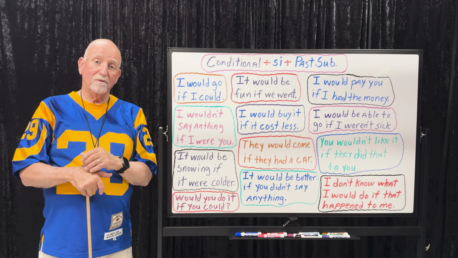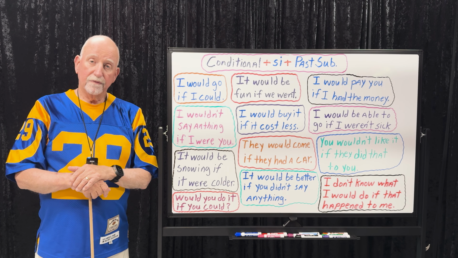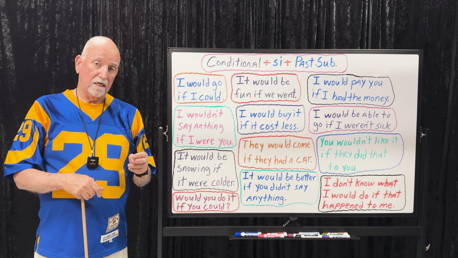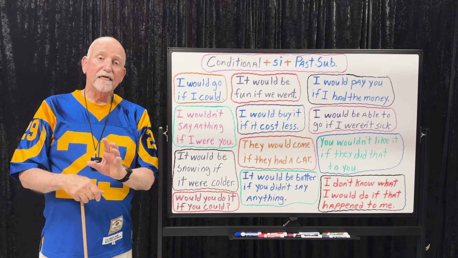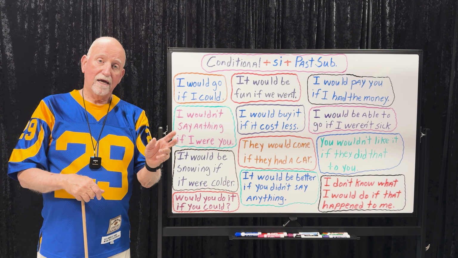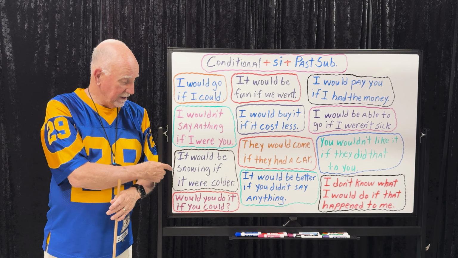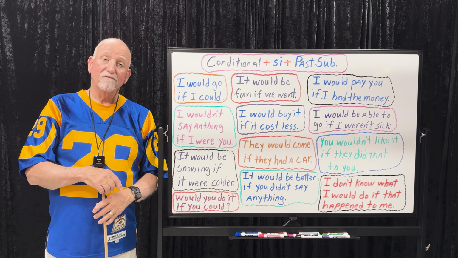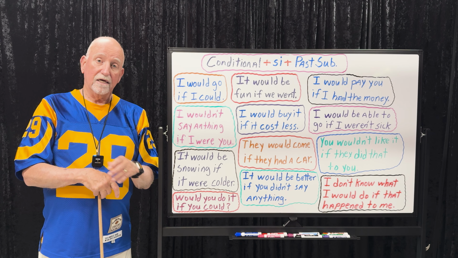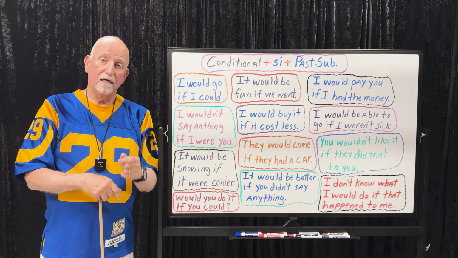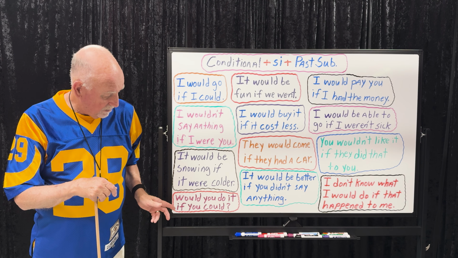Now, if it were colder, to be cold is hacer frío. To be colder would be hacer más frío. Más has an accent on the A. So, estaría nevando si, what's the past subjunctive for hacer? Yup. Hicieron. Change that O to an A, get rid of the N, and you're in. Estaría nevando si hiciera más frío. Down on the bottom, would you do it if you could?